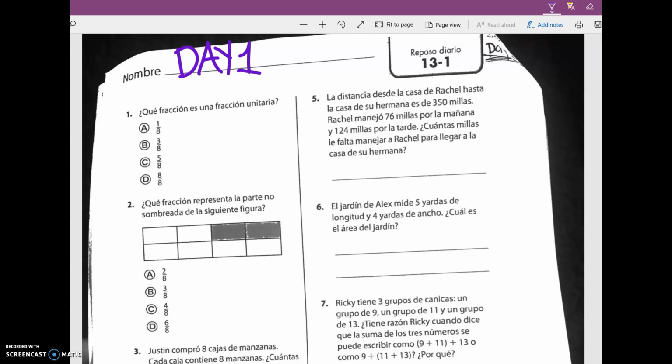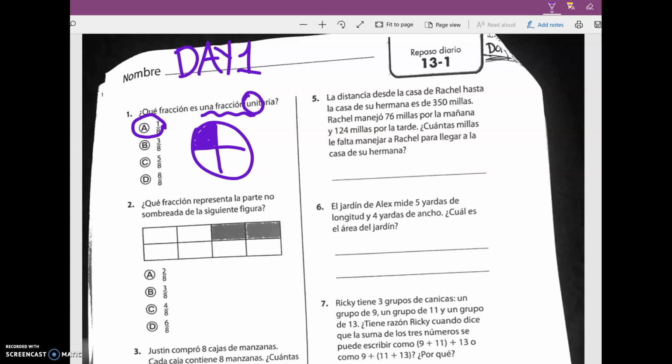Primero dice, ¿qué fracción es una fracción unitaria? If you remember, unitaria, a unit fraction, significa uno, una parte de un entero. Así que, por ejemplo, si yo aquí tengo cuartos, la fracción unitaria sería una pieza, una parte del total, del entero. Entonces aquí la respuesta es A. Un octavo es la fracción unitaria. 3 partes, 5 partes, 8, no.